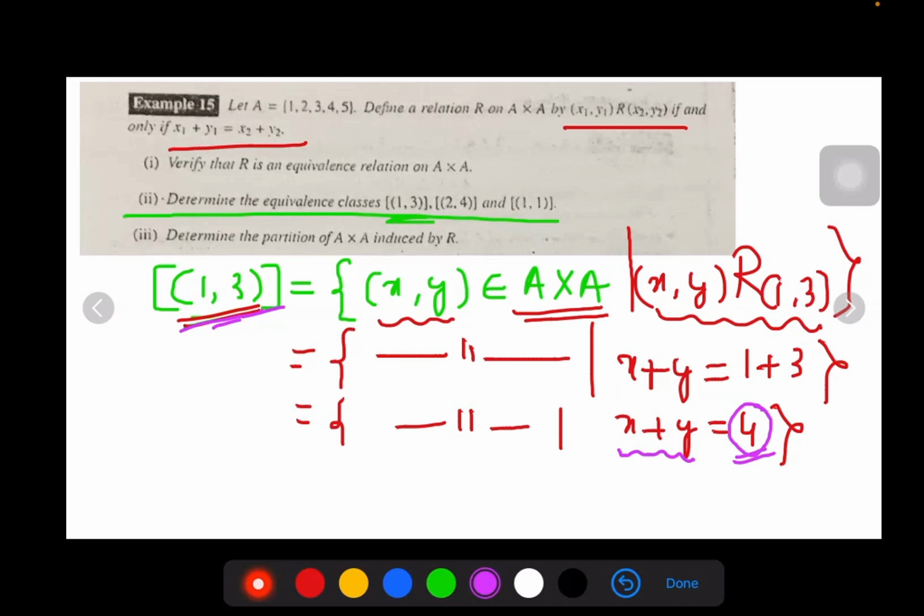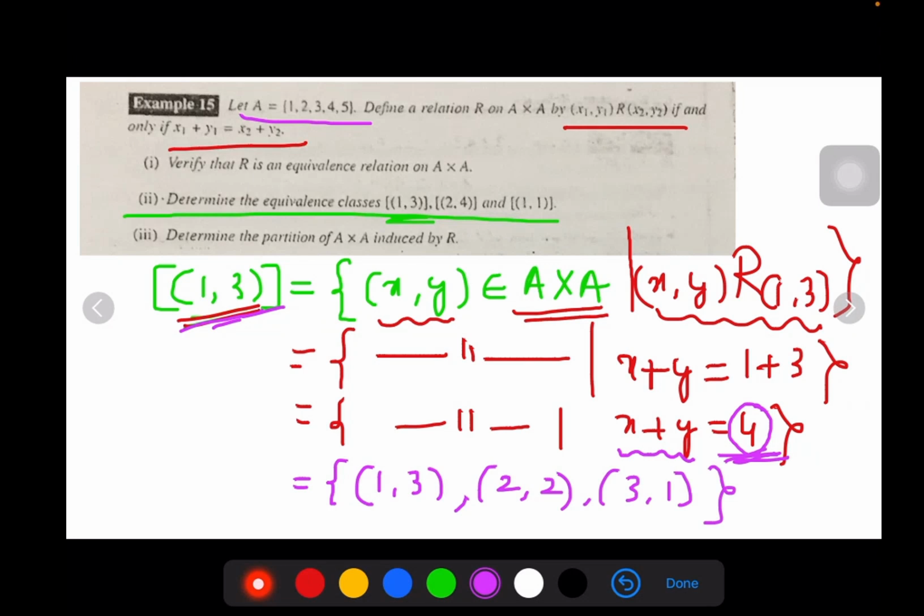So what are those combinations? Because your A is 1, 2, 3, 4, 5. What are all other possibilities? 1, 3 itself, same element, which will also give you 4. Yes. Similarly, 2, 2 will also give you 2 plus 2, 4 as per the definition. Similarly, 3, 1 will also give you 4. Only these three elements come under this. Therefore, all these elements are related to 1, 3 and they come under equivalence class of 1, 3.